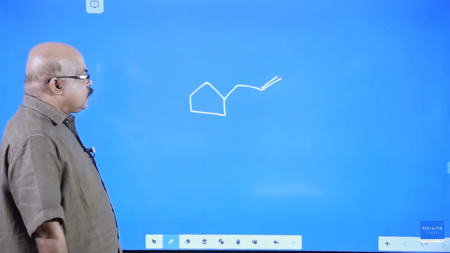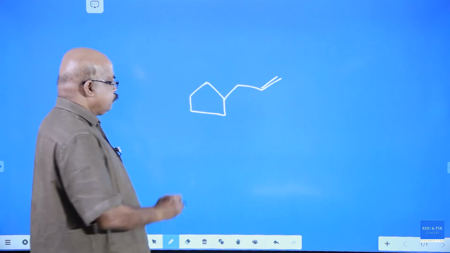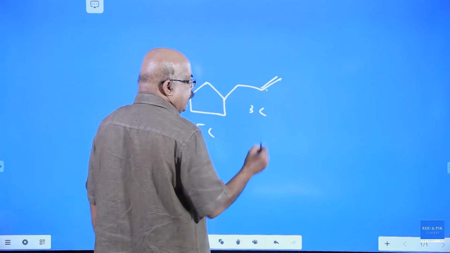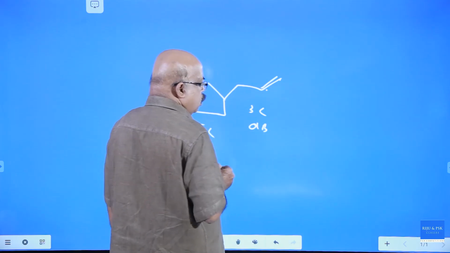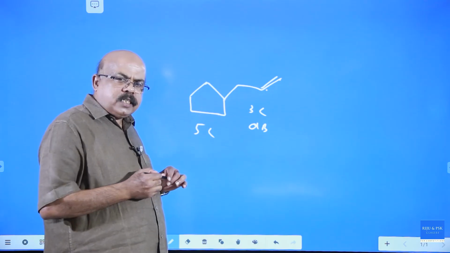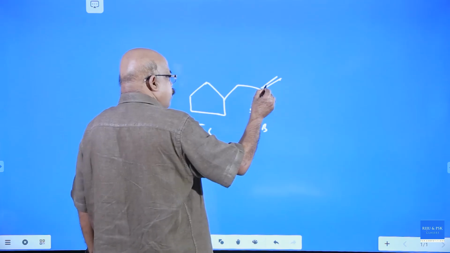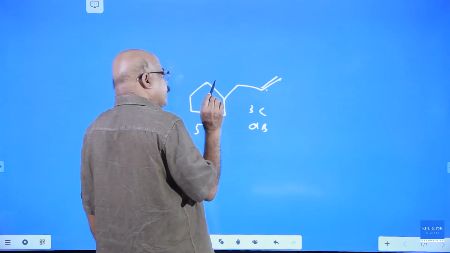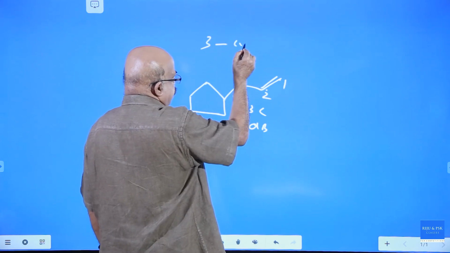It is a molecule where there is a cycloalkyl group having 5 carbon atoms. Here is a 3 carbon side chain, and the side chain has a double bond. Even though the side chain has fewer carbon atoms than the ring, since it has a double bond, it is to be treated as the parent chain. Here the double bond takes priority, numbering from here 1, 2, 3.